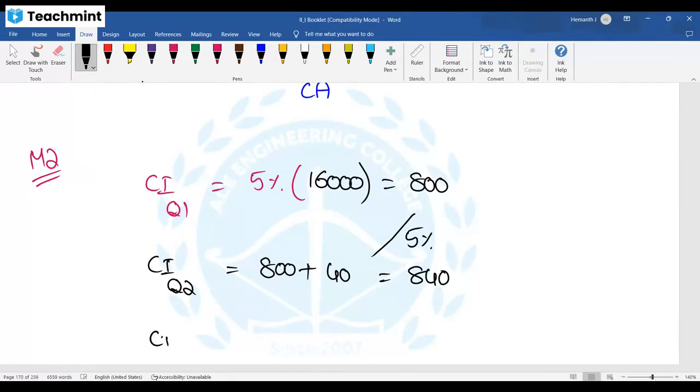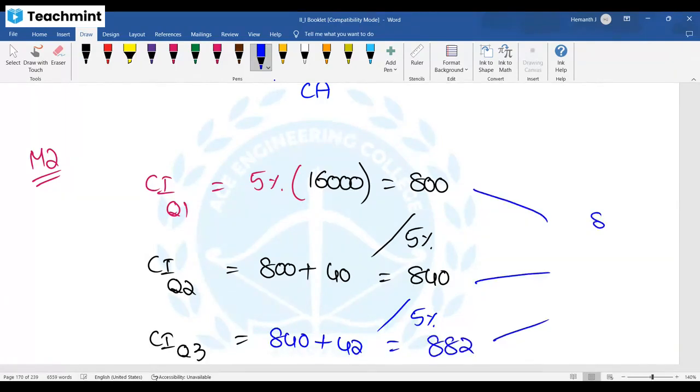Next, third quarterly. 840 plus 5% of this. 10% is 84, 5% is 42. We got 882. Adding all these three, that's the compound interest. I hope you got 2,522. 2,522 is the compound interest in 9 months.